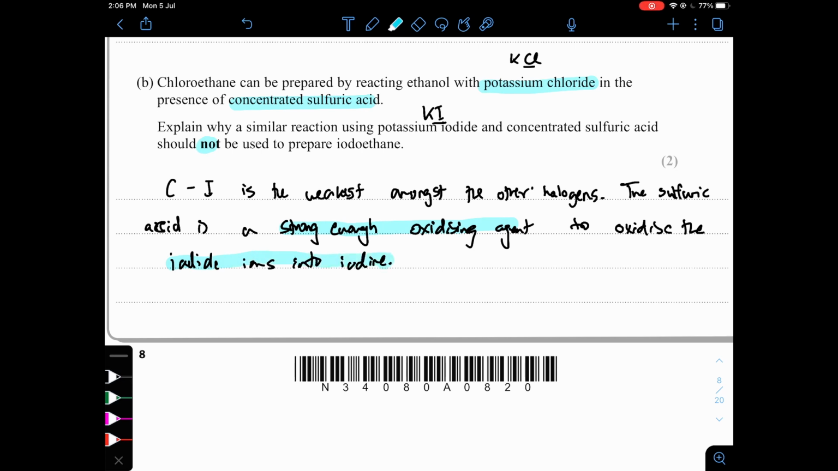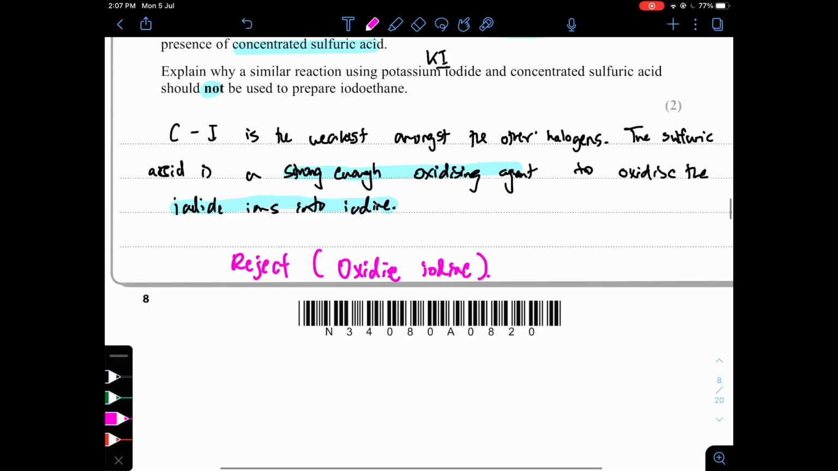into iodine. Now the question also tells us that you need to reject someone just saying oxidize iodine, because that's very vague and would not give you a mark. Because we're talking about why this similar reaction, what's the difference? The difference is that iodide ions are easily oxidizable. So sulfuric acid is a strong enough oxidizing agent to oxidize the ions.